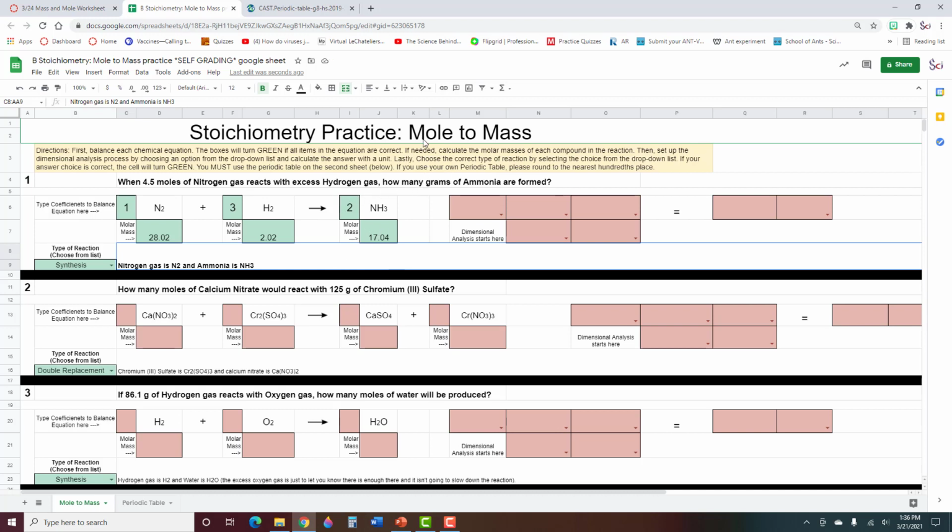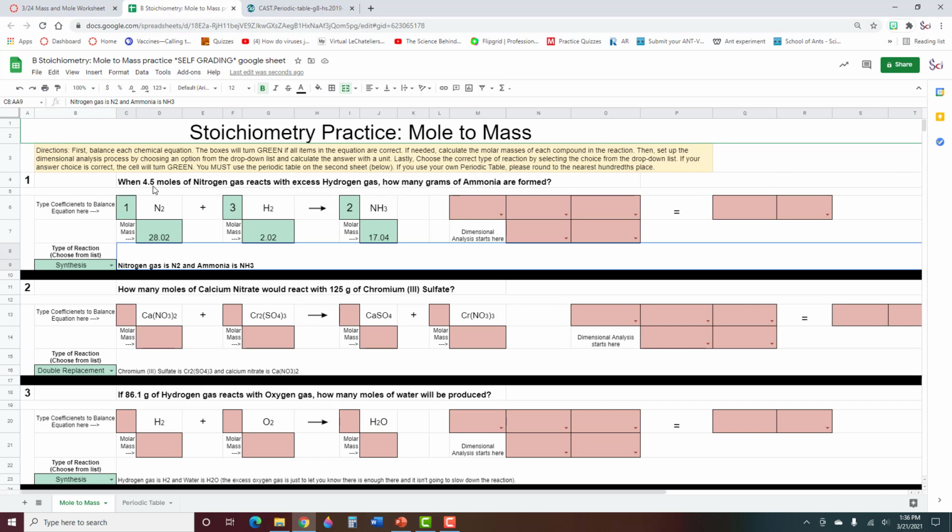So this worksheet, even though it says mole to mass, is actually a mix of last week's mole to mass and this week's mass to mole. Those are two very similar kinds of problems, so they're mixed together on this worksheet. This first problem, like last week, is a mole to mass problem.